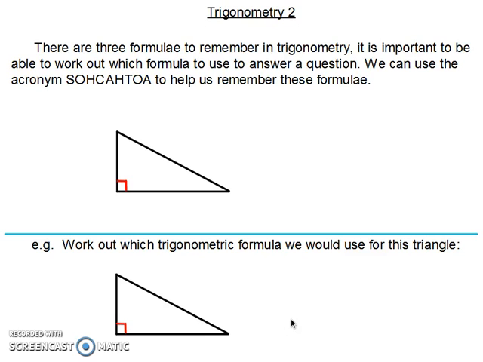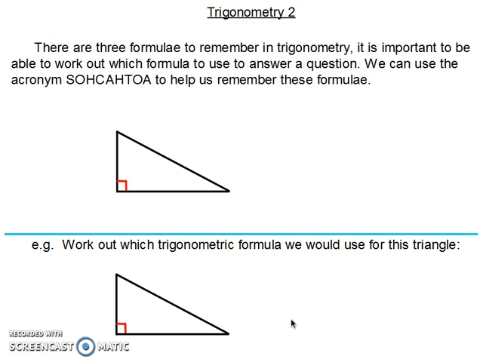There are 3 formulae to remember in trigonometry. It is important to be able to work out which formula to use to answer a question. Trigonometry is quite a long process. We can get out 5, 6, maybe 7 steps to answer a trigonometry question. So we've got to be careful about what sides we're thinking about.